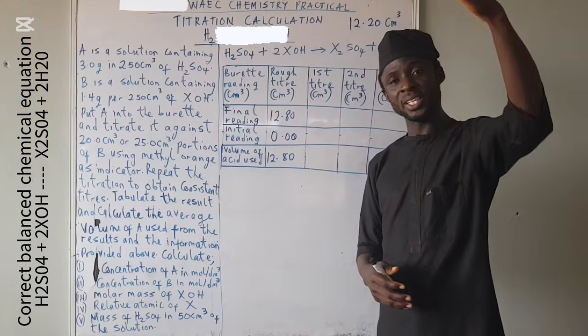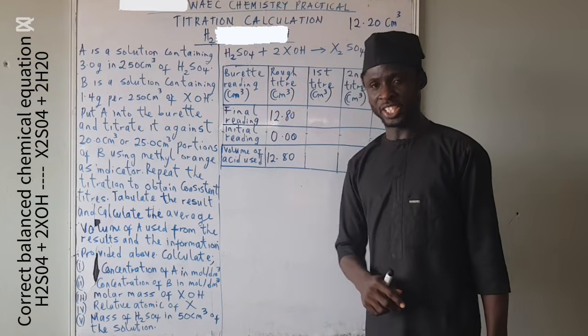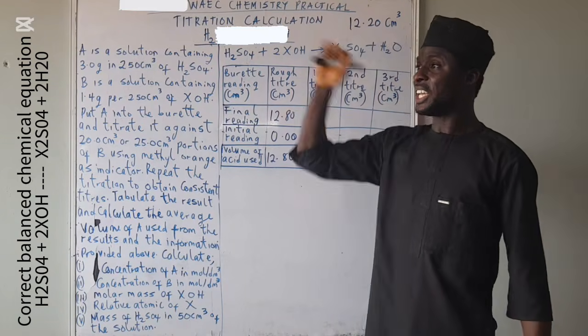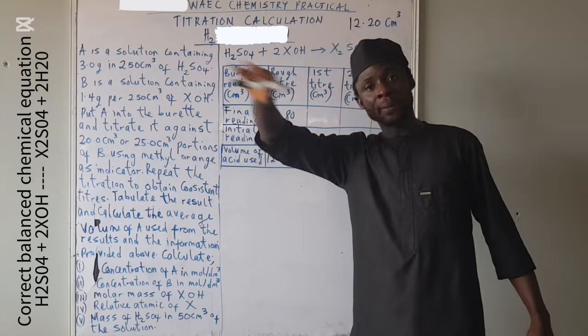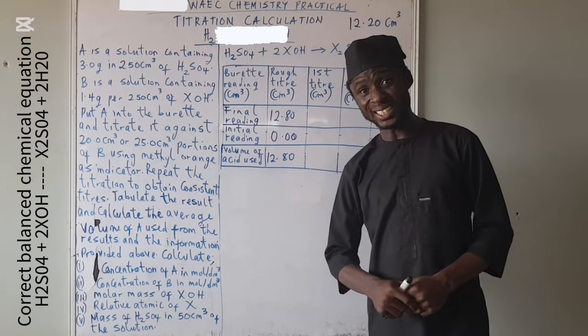So now what I'm going to do is, your initial value can be anything. Knowing that your Burette reading is calculated from 0 to 50 cm3, the initial reading can be 0. You are starting from 0 and you are running your acid into your base.